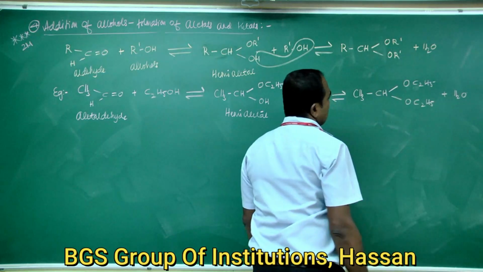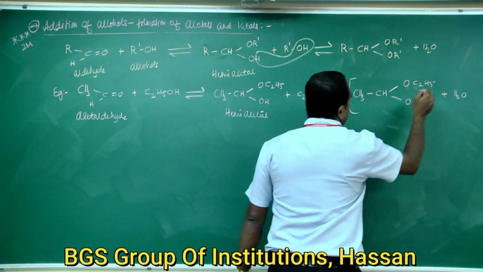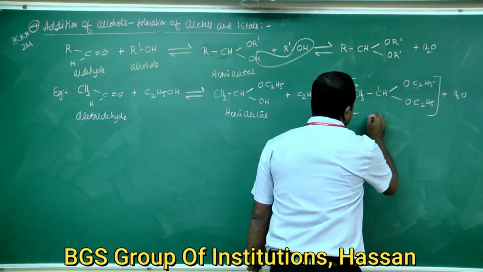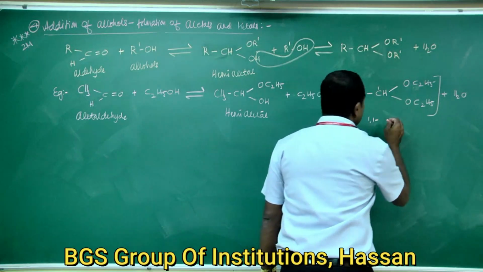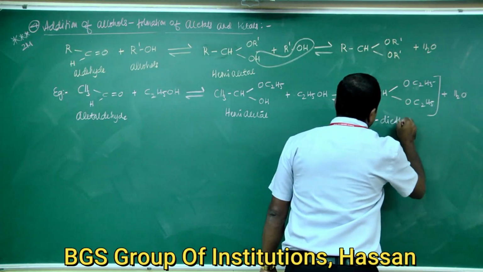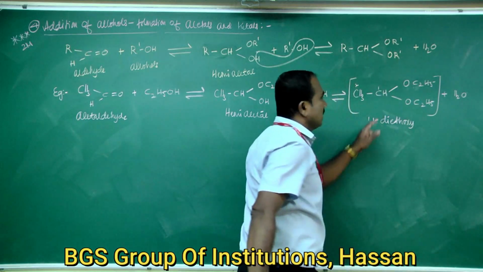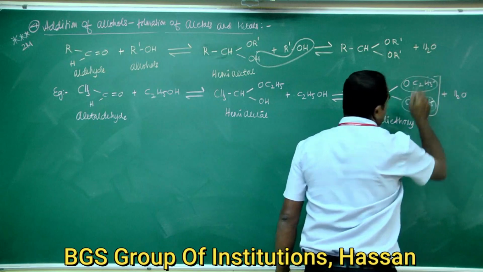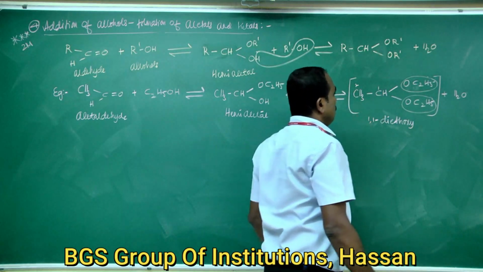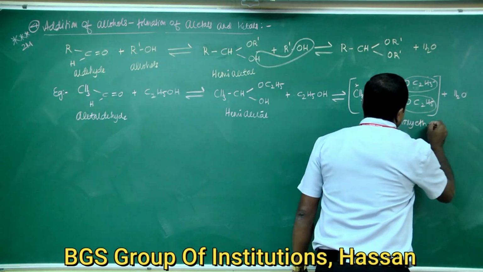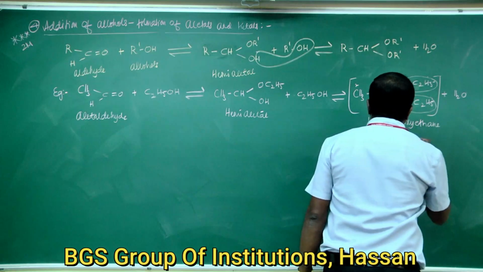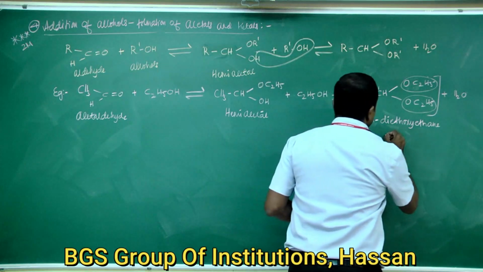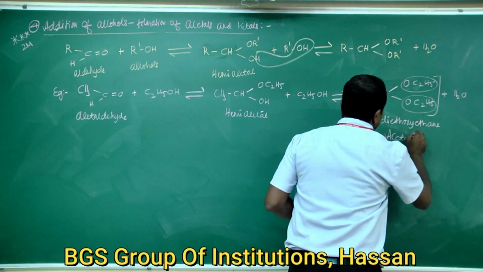The name of this compound, the acetal: carbon 1, carbon 2. This is 1, 1 diethoxy. C2H5O is called ethoxy. 2 carbon atoms is E, and the type of linkage is ANE. This is 1, 1 diethoxy ethane, called acetal.